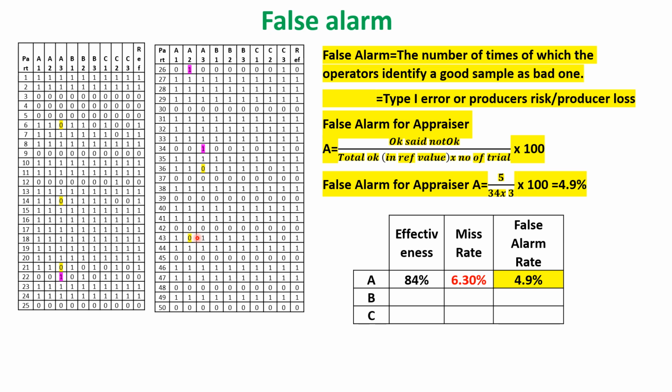So how many times has it happened? Just count the yellow colored ones. That is 5, divided by total okay in the reference value. In the reference value, you have to count 1. So how many times is 1 there? That is 34 times. Into the number of trials, that is 3, into 100, we have got 4.9%. That is the false alarm. Now here the false alarm is 4.9, miss rate 6.3. Similarly, it can be calculated for operator B.